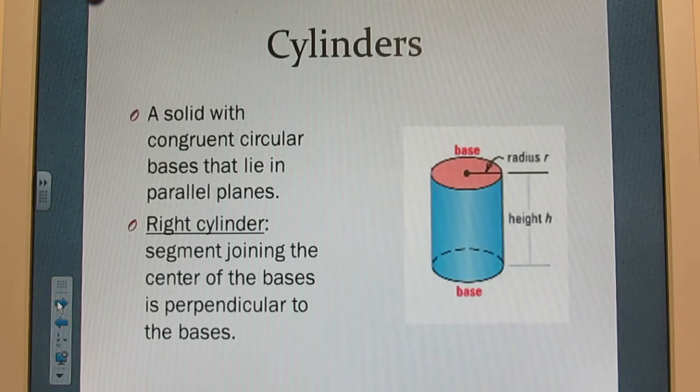So what is a cylinder? A cylinder is going to be a solid with congruent circular bases that lie in parallel planes. So our bases, once again, lie in parallel planes. A right cylinder will have a segment joining the center of the bases that is perpendicular to the bases. If I have the center of my second base, I draw a segment, this is going to be perpendicular.